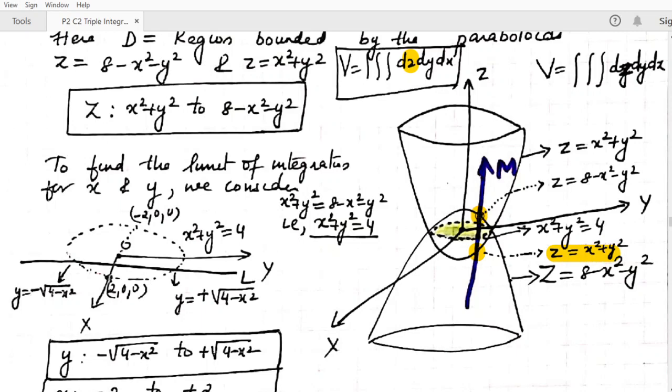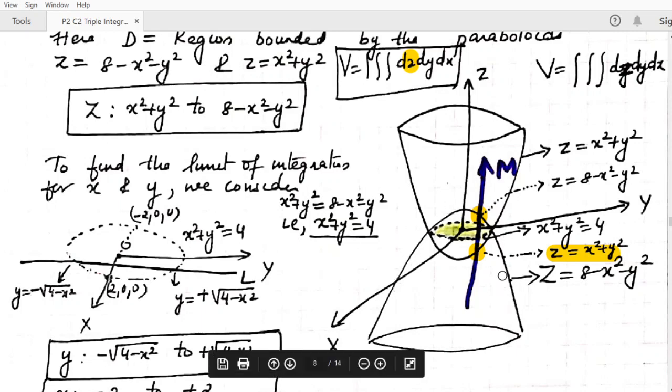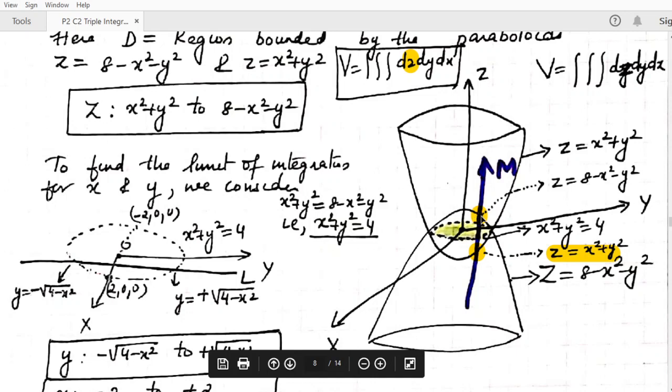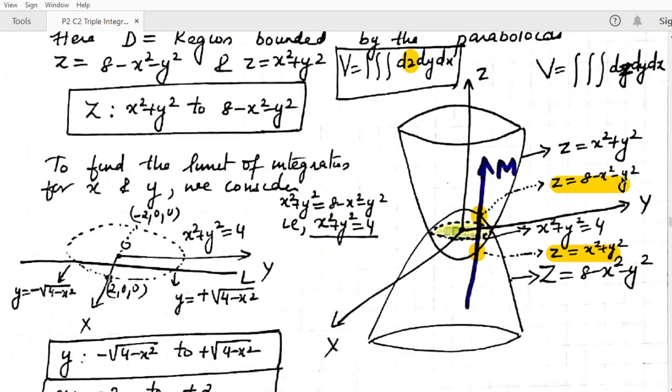And at this point, we know that this point is a part of the paraboloid z is equal to 8 minus x square minus y square. So at this point, the value of z is z equal to 8 minus x square minus y square. So we get the limit of z as z is equal to x square plus y square to 8 minus x square minus y square. Now we have to find the limit of integration for y and x.